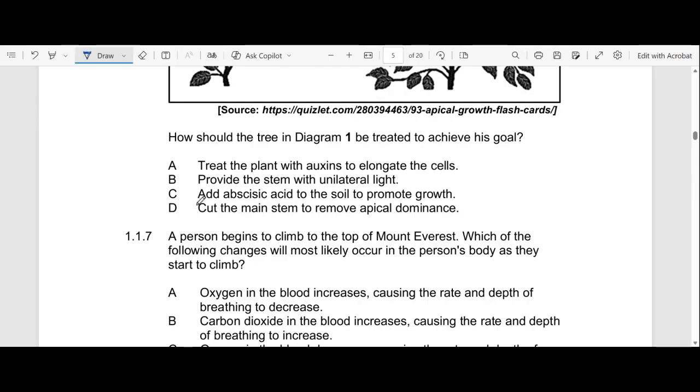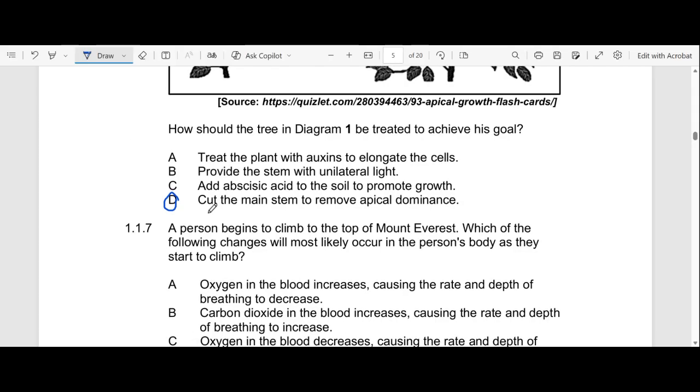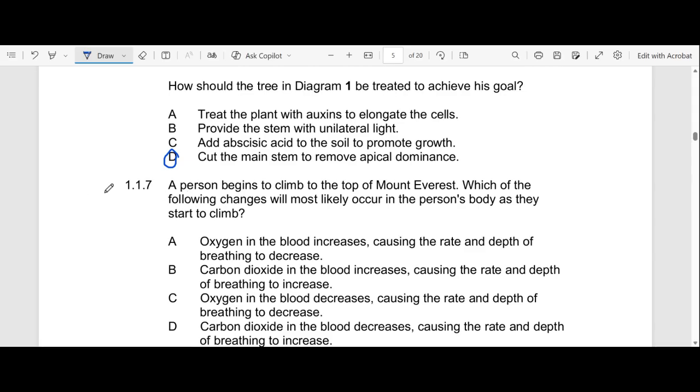Okay, now let's go to D. Cut the main stem to remove apical dominance. Yes, so this is our answer. You cut the main stem or the apical bud. The growing tip of the stem is called what? The apical bud.